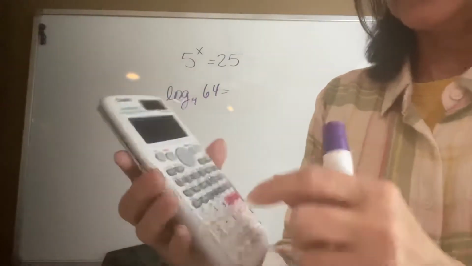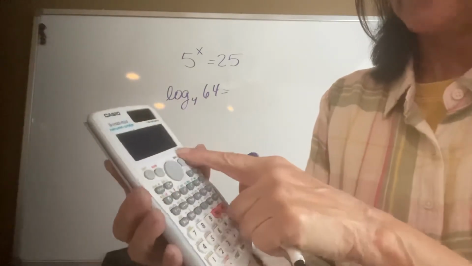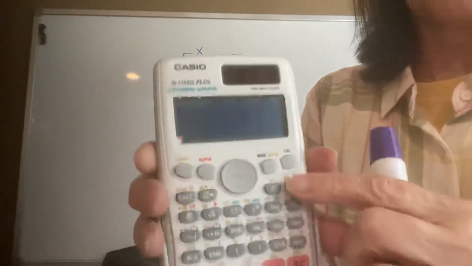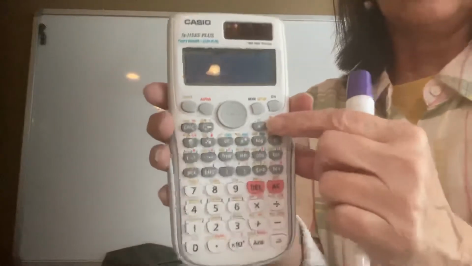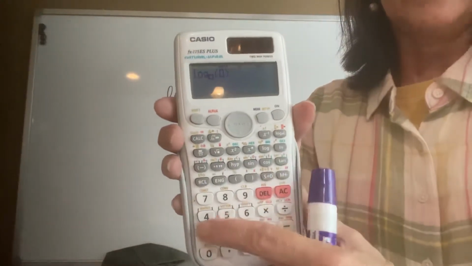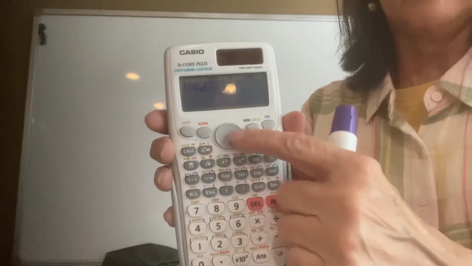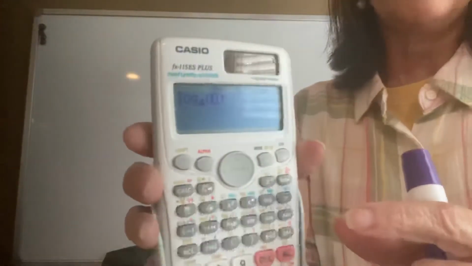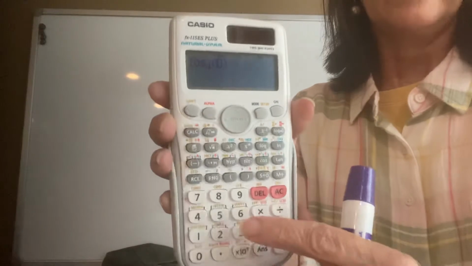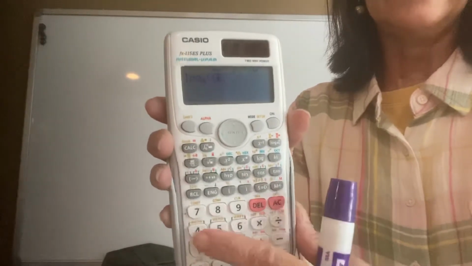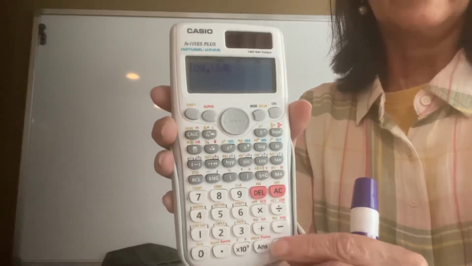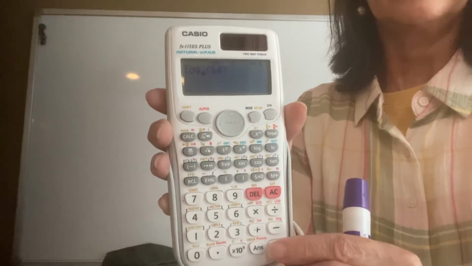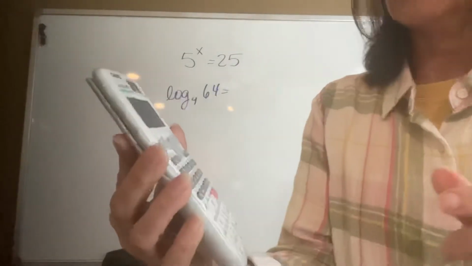Oh yeah, I put 64 in the base. I'm clearing that. I needed to move over. Try that again. Log base 4. Okay, now move over. Now I'm in the right place to put 64. So then I'll input 64 and equals, and it equals 3.